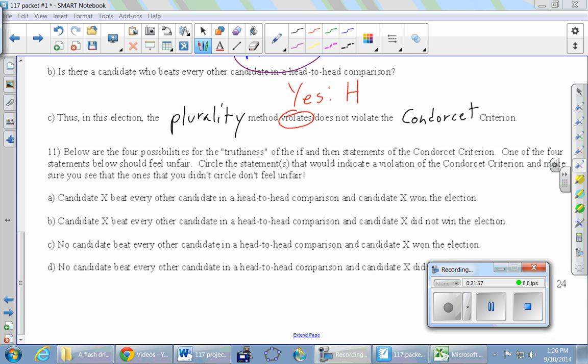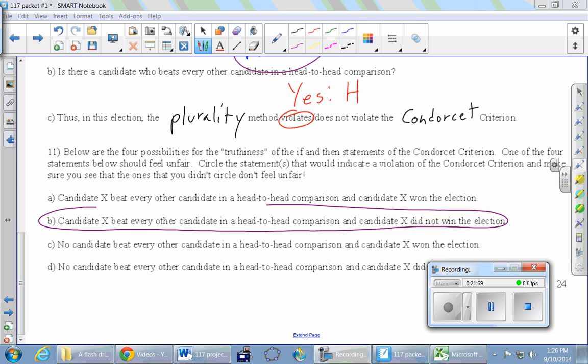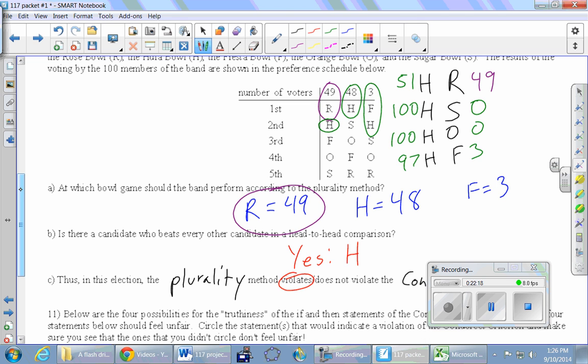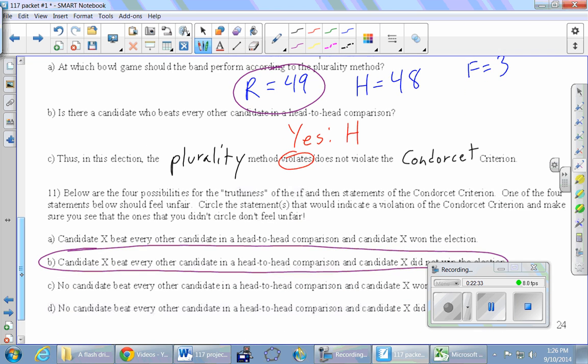But are we feeling good that part B is the one that feels unfair? There was a candidate that beat every other candidate, but somehow they didn't win. Not fair. In part A, if you have a candidate that beats everybody else and they win, super. Like things work the way they should. Who do we think maybe should have won this election? H. It feels like maybe H should have won. So if we count the votes somehow and H wins, great. There's no violation there. It's only if you have the if part being true and the then part being false that we've got the problem. Somebody beat everybody head to head, but they did not win.